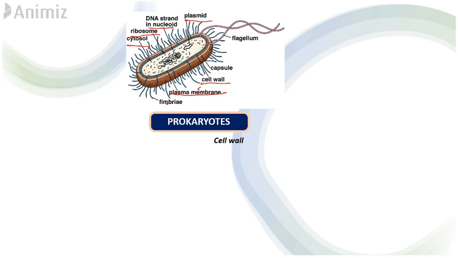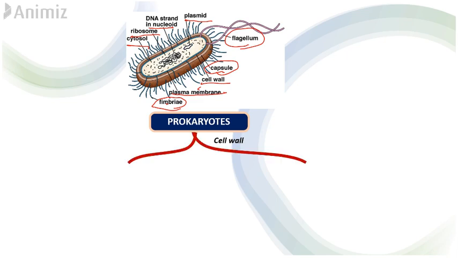Certain prokaryotes contain flagellum for locomotion to help the bacteria to move, and certain prokaryotes also contain capsule to act as a protective layer to the bacteria or prokaryotes, and certain prokaryotes or bacteria also contain fimbriae, which help the bacteria to attach to the host cell.